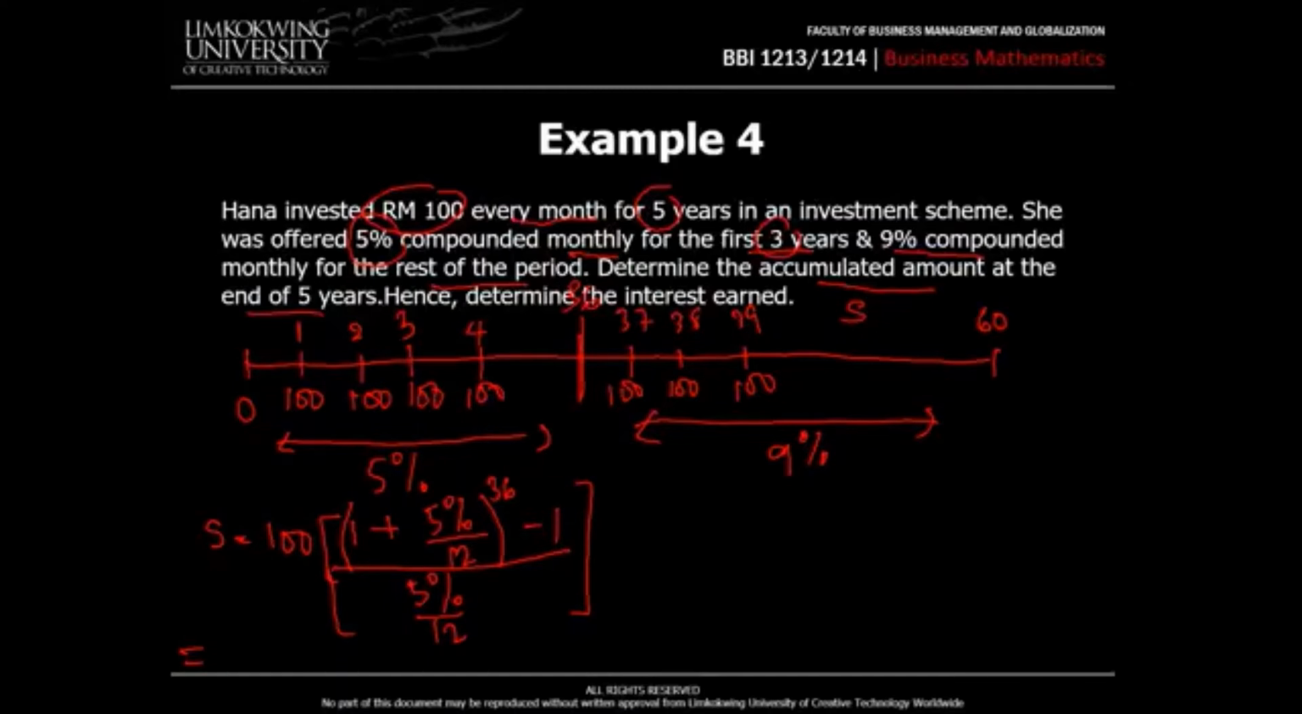Miss, I got the answer. Okay, what is the answer? 3875.33. Yeah, this one is correct. Okay, we are not yet done, so we are done until here only for the first three years.